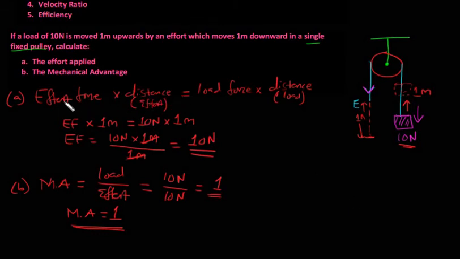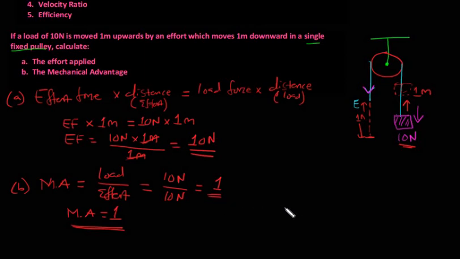So first we need to find the effort, and the formula for finding effort from the given data is that effort force times distance moved by effort is equal to load force times distance moved by load. We get 10 Newton. We substitute that effort in the formula, mechanical advantage is equal to load over effort, and we get mechanical advantage is equal to 1.